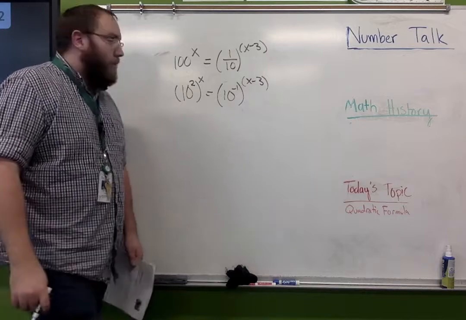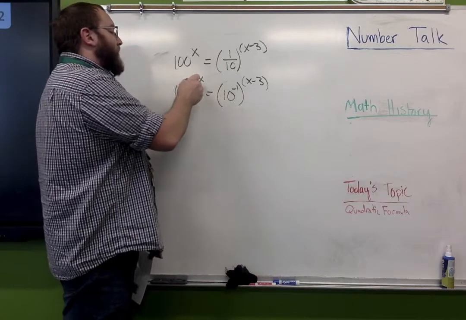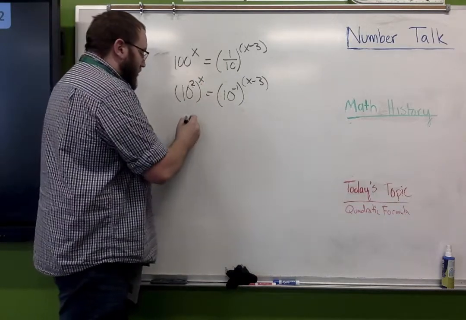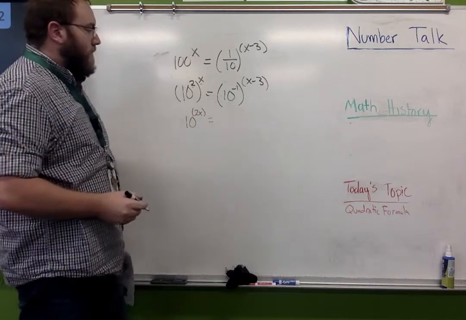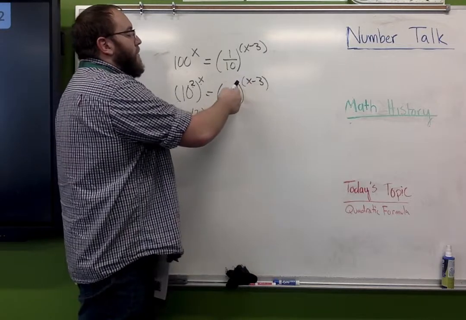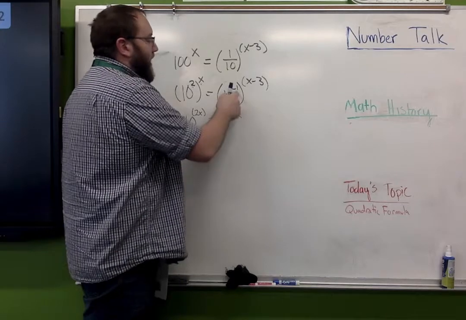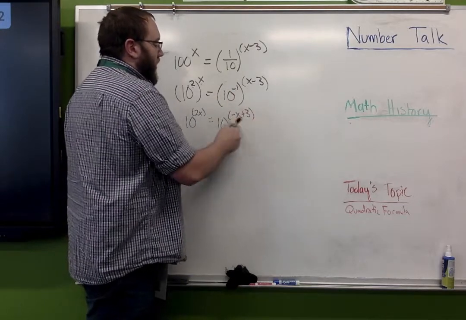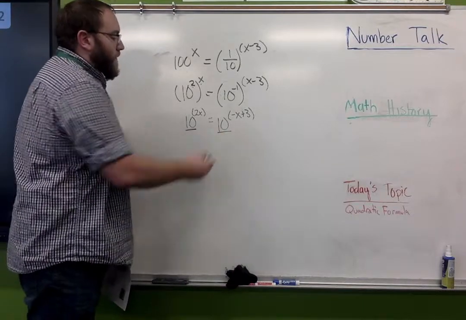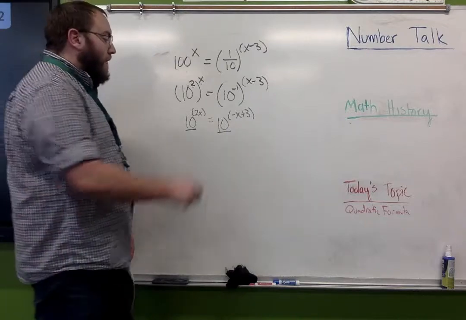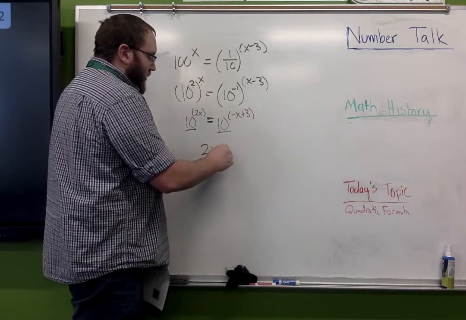Yeah. Okay. Now here we have a power of a power. So when I exponent an exponent, I multiply. So this is 10 to the 2x equals. Here, power of a power, so I multiply. Negative 1 times x is negative x, and negative 1 times negative 3 is positive 3. So 10 to the negative x plus 3. Now it's easier to see that the bases are the same, or equal. In order for this to be true, the exponents have to be equal. So set them equal to each other.